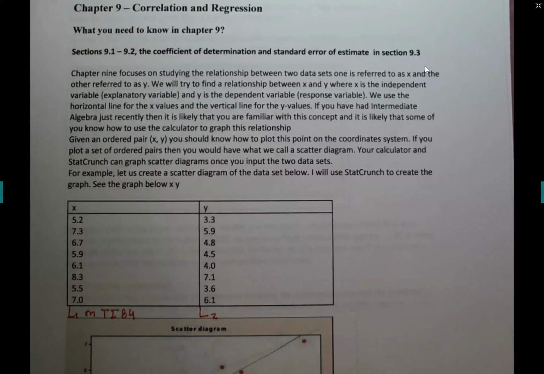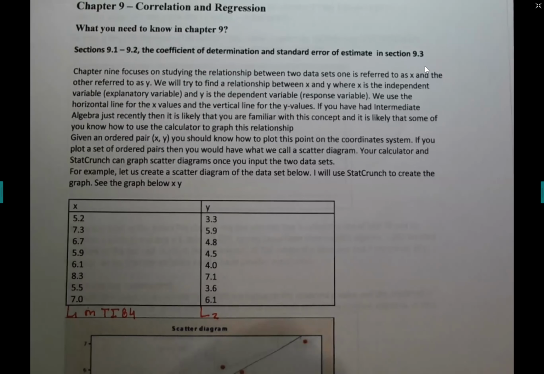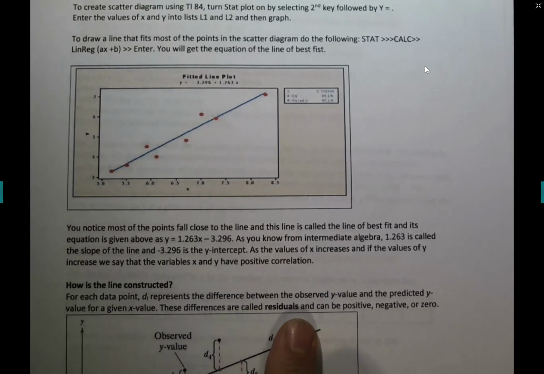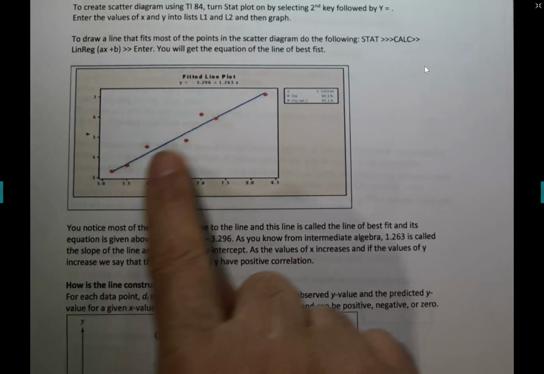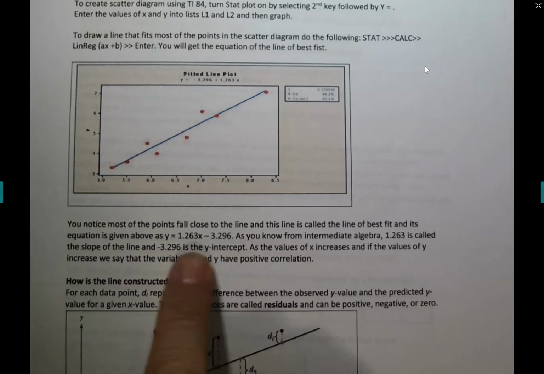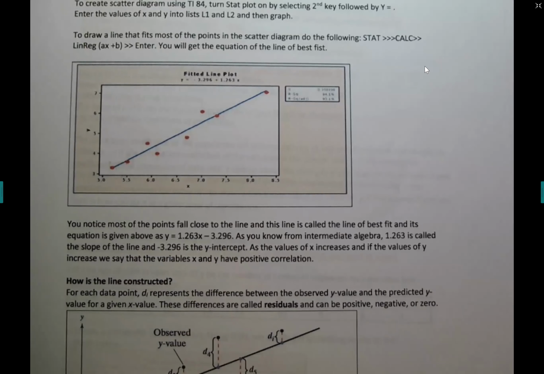So again, guys, x is called the explanatory variable or the independent variable, and y is called the response variable or the dependent variable right here. Okay. You learned how to find the line and how to sketch the line using your calculator. We did that. And that's what I sketched. This is called the slope of the line, and this is called the y-intercept of the line.